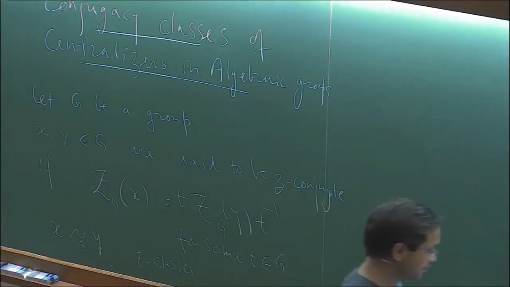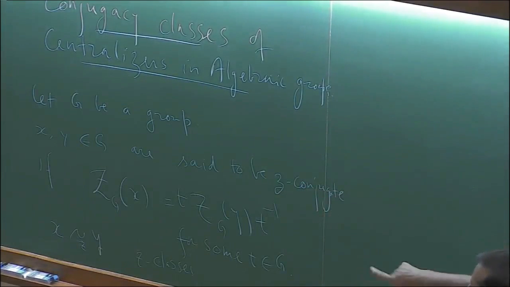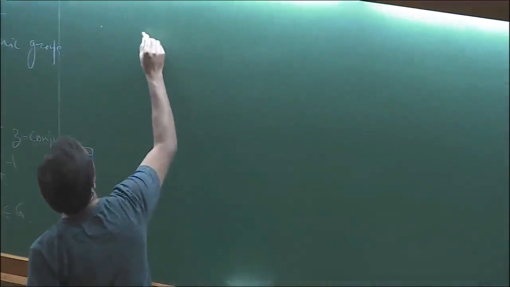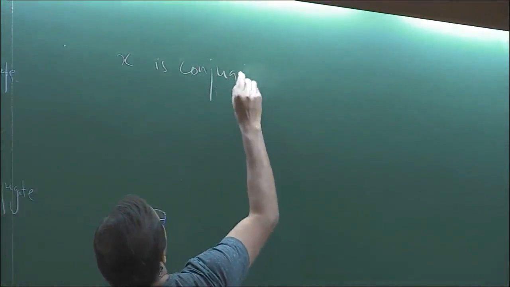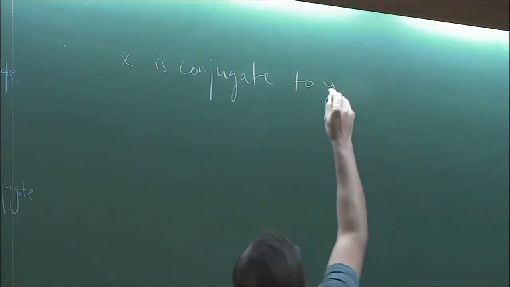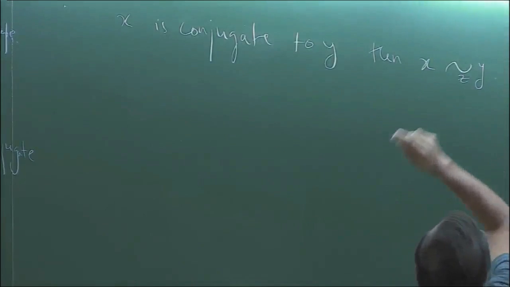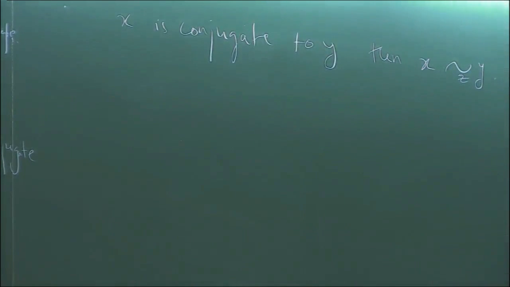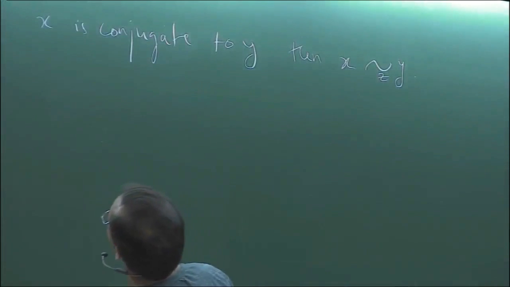So I am interested in understanding these classes. It seems like there is a relation with conjugacy classes, so let's quickly see that. If X is conjugate to Y, then X is G-conjugate to Y. That's very easy to verify. However, this is only one way. In general, it's not true the other way around.